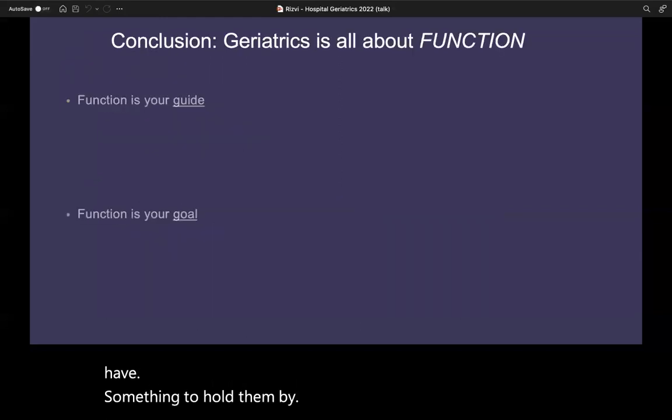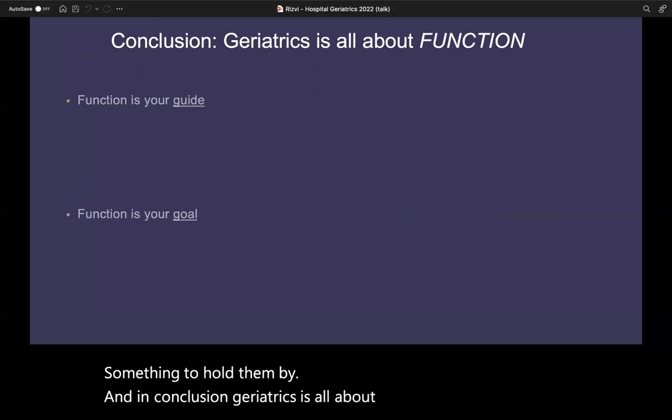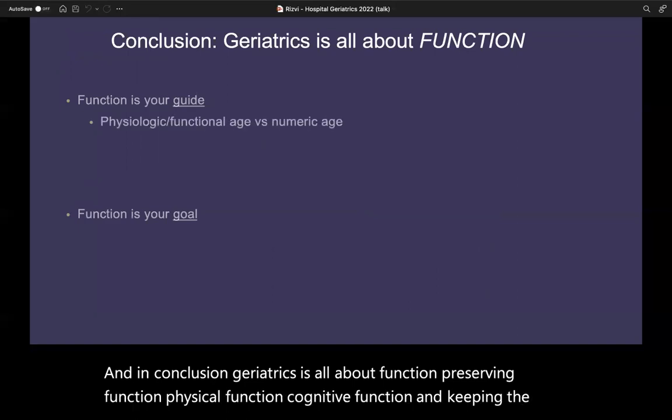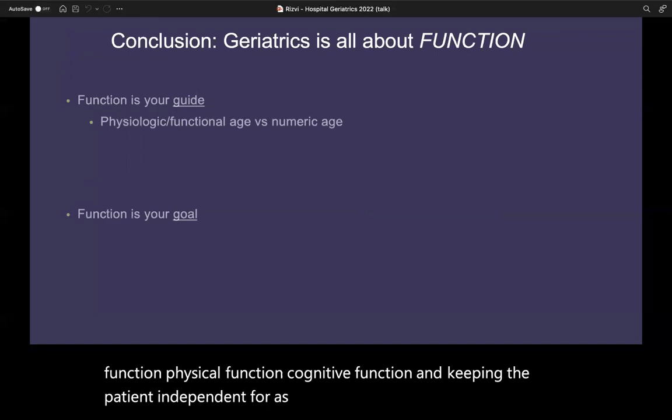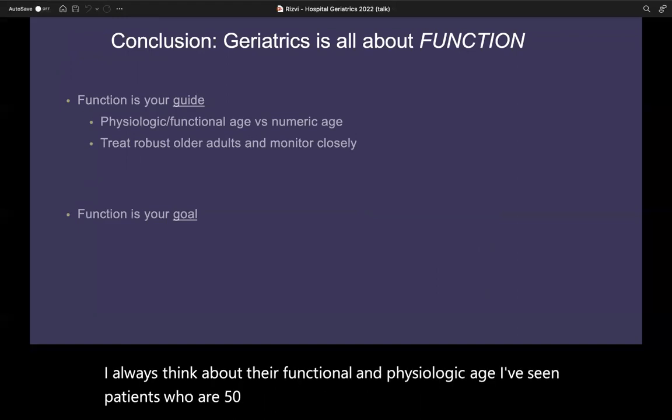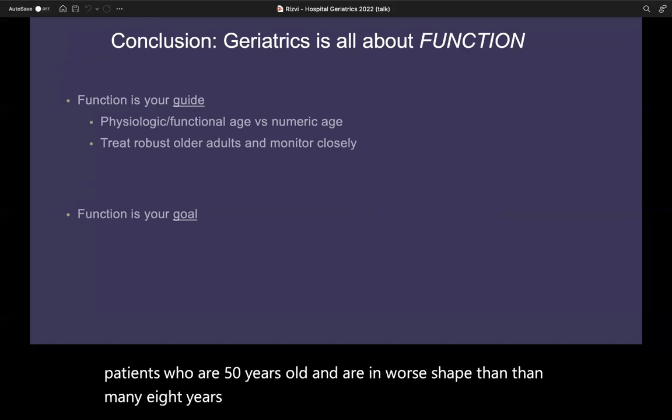And in conclusion, geriatrics is all about function: preserving function, physical function, cognitive function, and keeping the patient independent for as long as you possibly can. Always think about their functional and physiologic age. I've seen patients who are 50 years old and are in worse shape than many 80 years old who have kept up themselves very well.